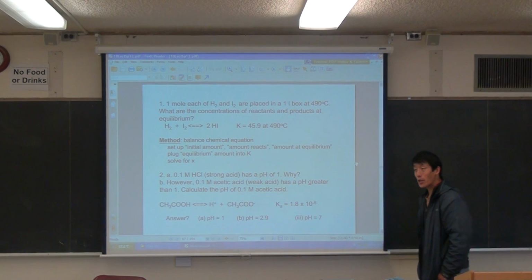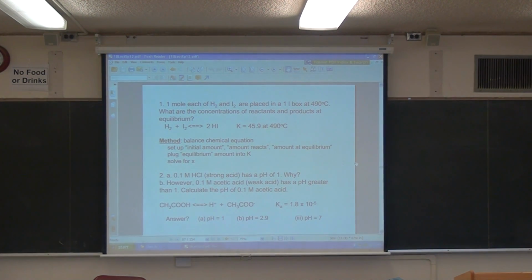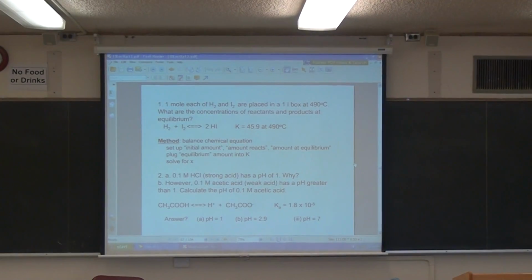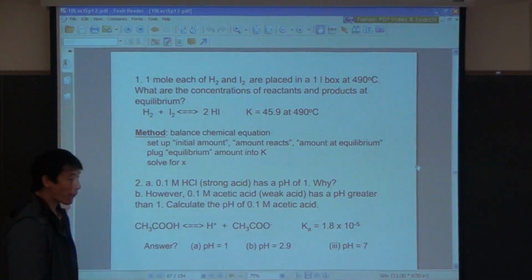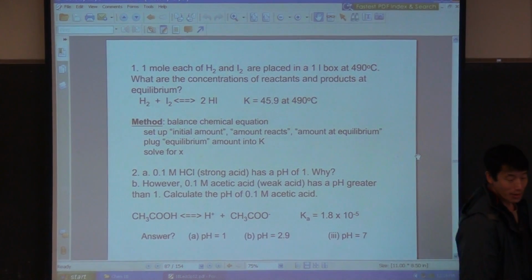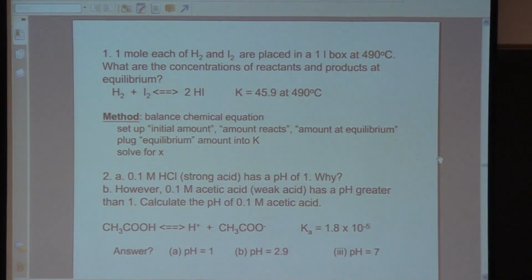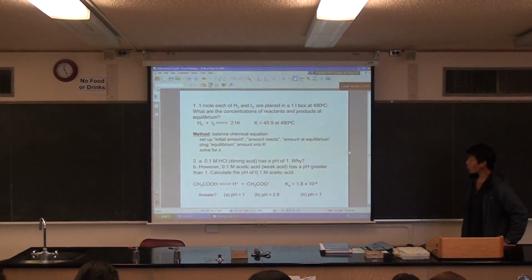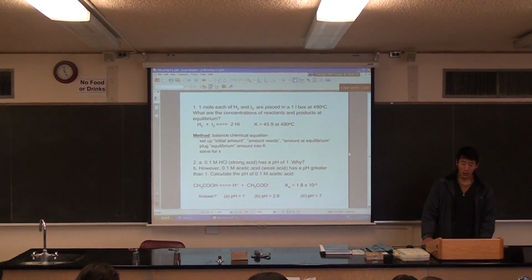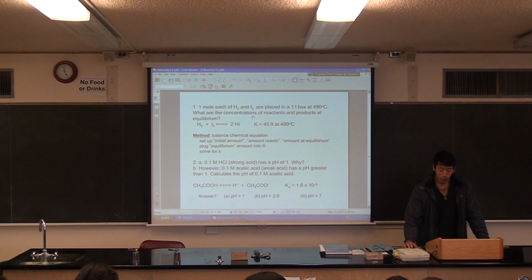So on Tuesday in lab, we reviewed acids and bases, the strength of acids and bases, and you learned how to make buffers. In lecture, we talked about how we can use an equilibrium constant to calculate the equilibrium concentrations of reactants and products. So, just as a review, let's do question 1.